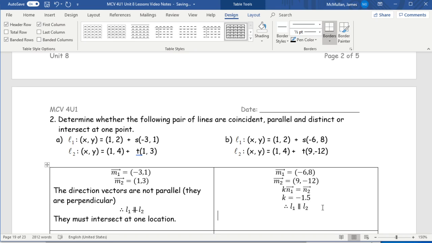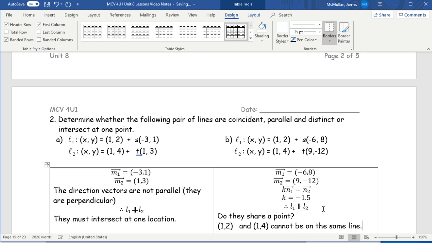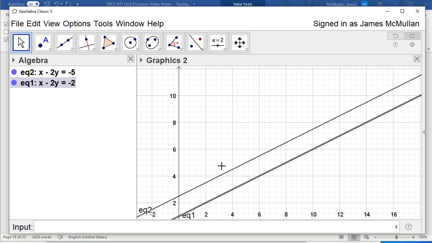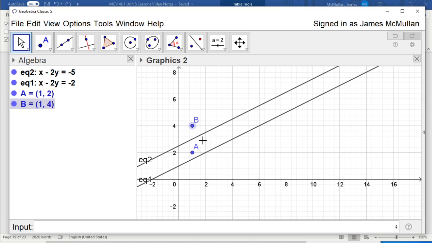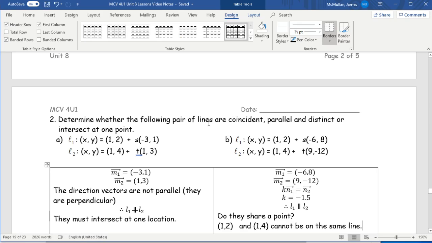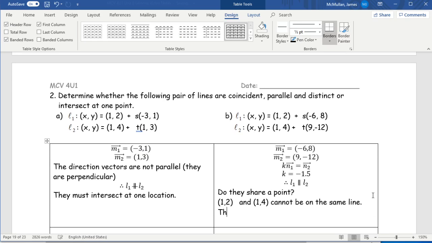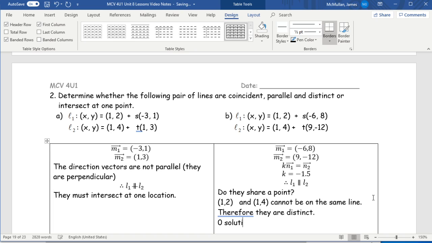So now what we need to know is, do they share a point? Now if you look closely, the points (1, 2) and (1, 4) cannot be on the same line. It's very straightforward. If (1, 2) is here and (1, 4) is there, there is no way that two parallel lines here could ever be the same line, because they're distinct at this point. If they're distinct at this point, they must be distinct everywhere. They are distinct, and therefore there are 0 solutions.